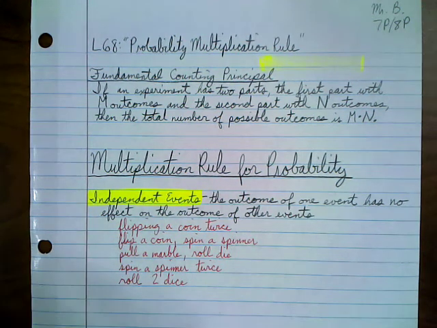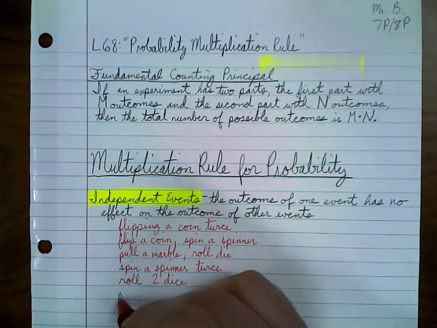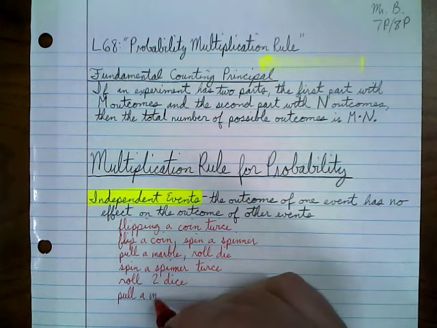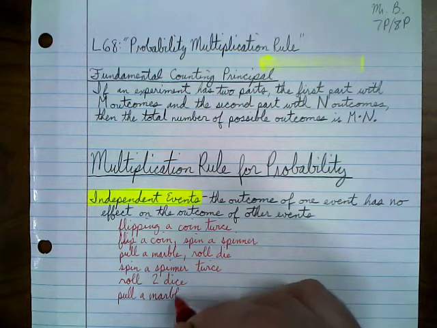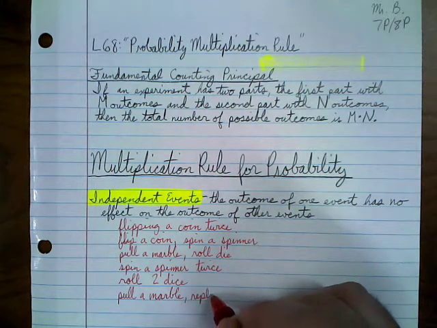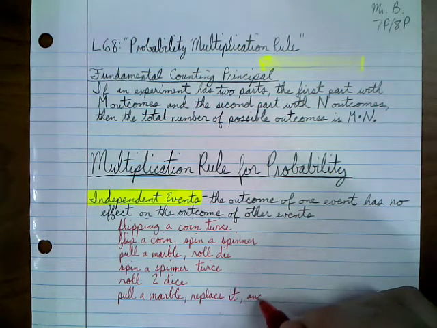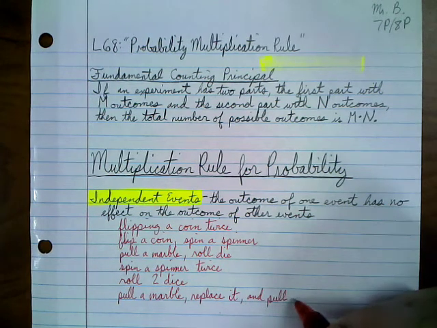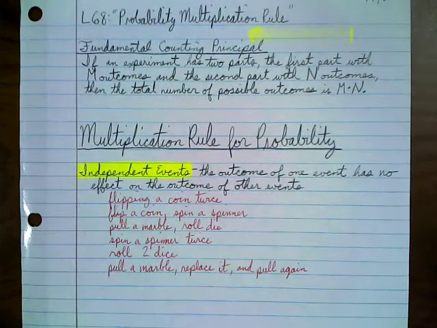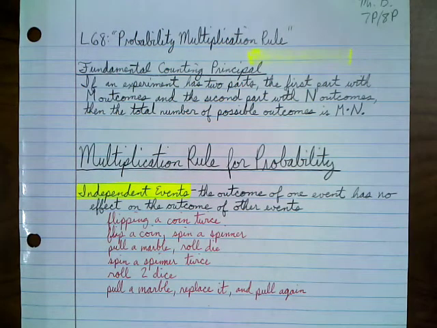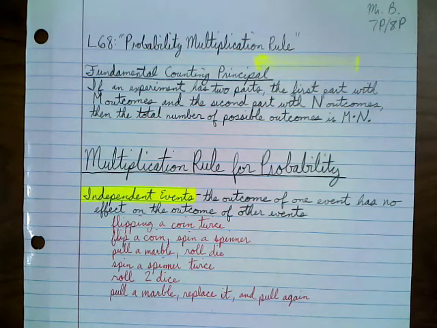When it comes to pulling a marble, we have to be a little careful. However, if we pull a marble and then replace it, and pull again, that would be independent. Since we put the first marble back, the bag now has the same number of marbles it had before. So when we pull a second marble, assuming we scramble them up a little bit, the first marble will have no effect on the probability of the second one.